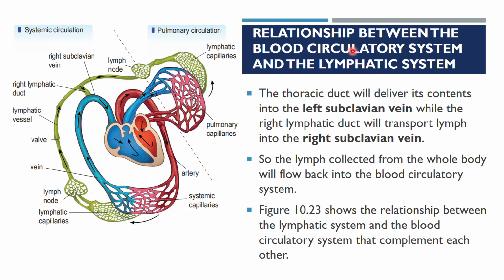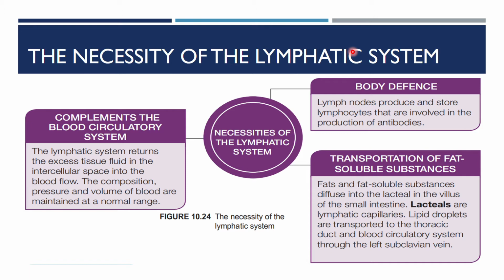The blood circulatory system and the lymphatic system, they are related. Now these are the necessities of the lymphatic system. It is very important because it complements the blood circulatory system. In what sense? By means of returning excess tissue fluid in the intercellular space back into the blood circulation. So this is important to ensure that the composition, pressure and volume of the blood are maintained at the normal range.